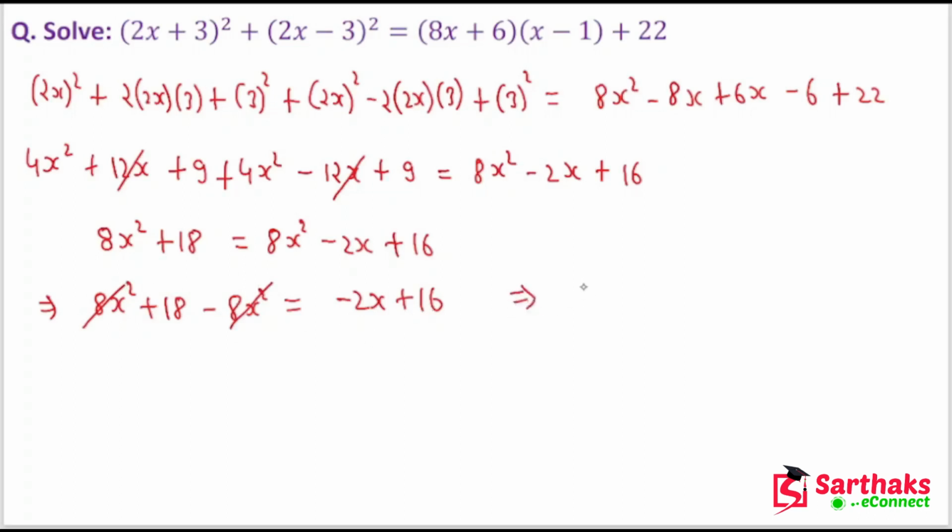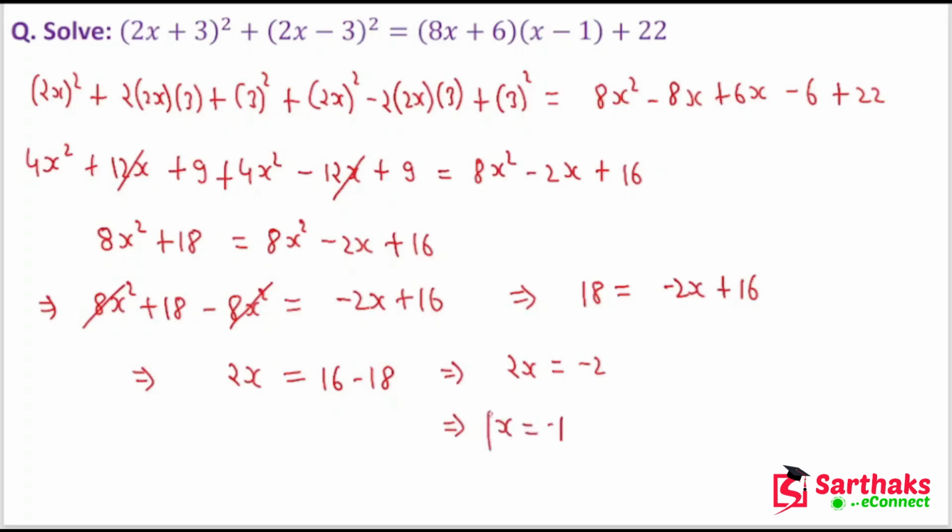So it will be 18 equals minus 2x plus 16. Now bringing minus 2x to the other side and taking 18 to the other side, minus 2x will become plus 2x. So you don't have to write plus, you can directly write 2x. Now we have taken 18 from LHS to RHS, so it will become minus 18. So 2x has become minus 2. Now dividing both sides by 2, we get x is equal to minus 1.